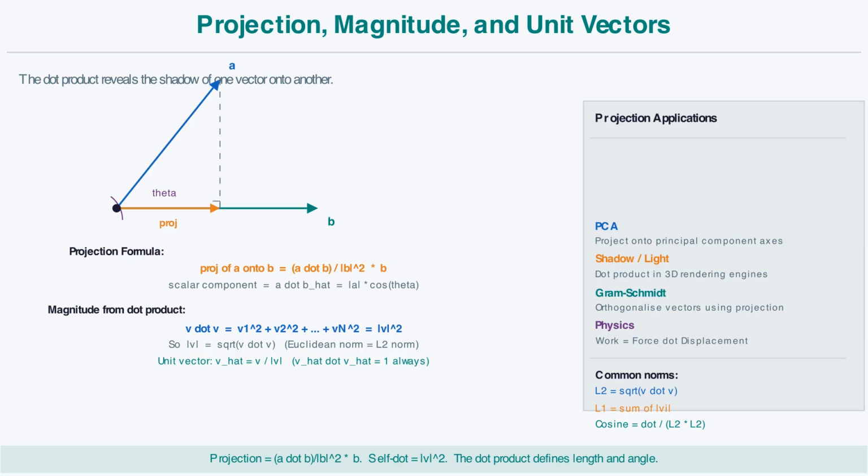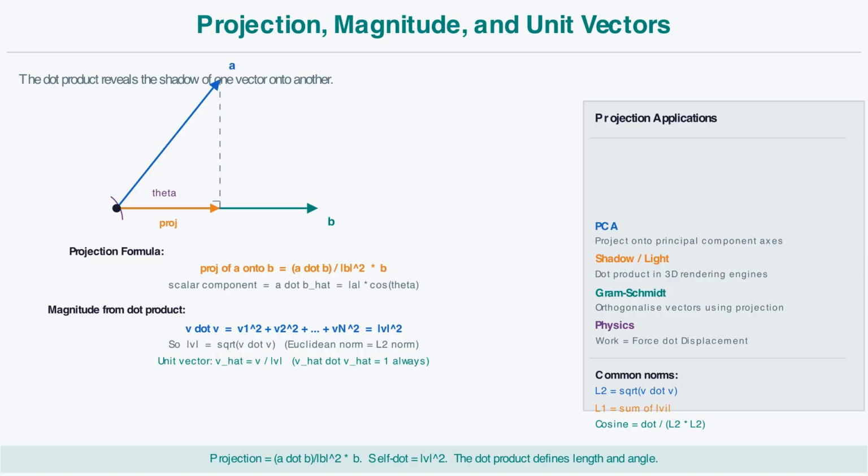This projection concept is central to principal component analysis. When you do PCA on a high-dimensional dataset, you find the eigenvectors of the covariance matrix. Each data point is then projected onto these eigenvectors using, you guessed it, the dot product. The projection tells you how much of each principal component is present in that data point.